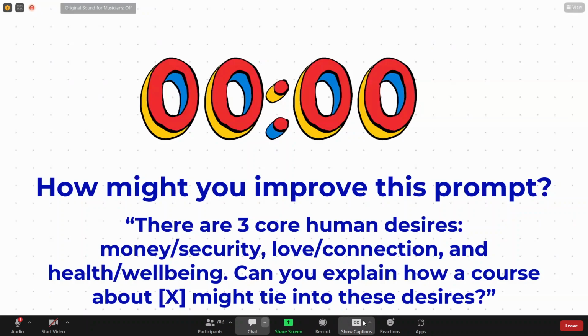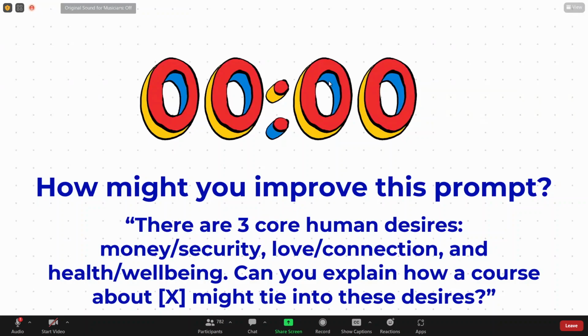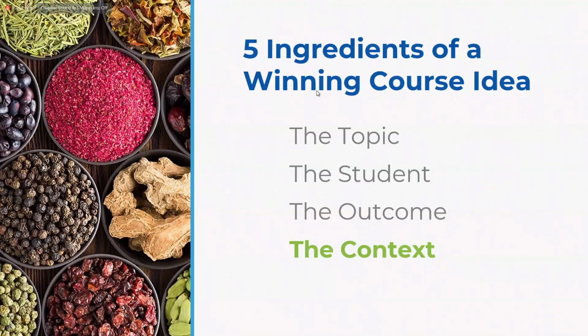All right, awesome. So we've covered 3 ingredients to a winning hybrid course idea so far: the topic, the student, and the outcome. And this is all important stuff, but it's also kind of like marketing and course building 101 type stuff. So now we're going to start going to a higher level. The next ingredient is the context. And this is where a lot of people kind of go off the rails. So I'll explain the concept and then we'll talk about how it applies to your course.